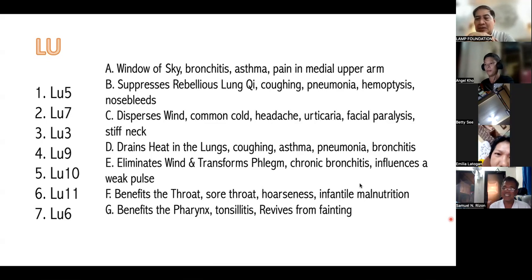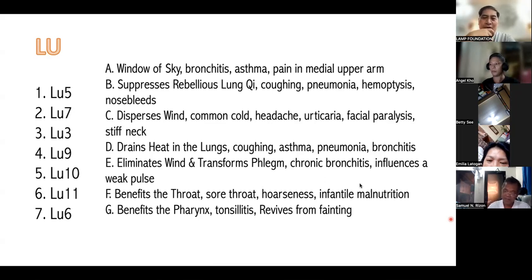Okay, number 4. Lung 9. Classification. Lung 9 po is the shu-stream and yuan source point of the lungs. My answer po is letter E: eliminates wind and transforms phlegm, chronic bronchitis, influences a weak pulse.